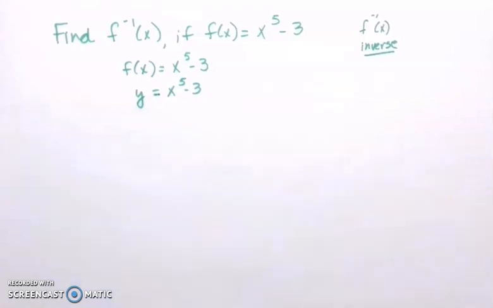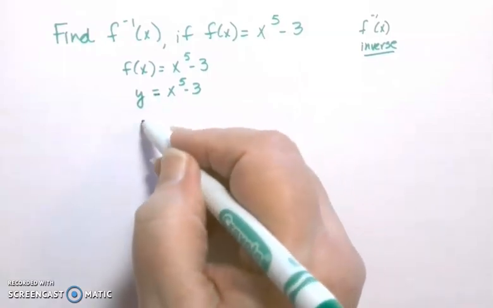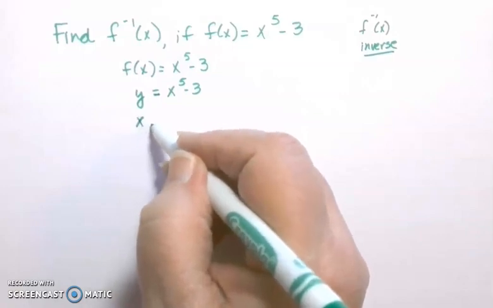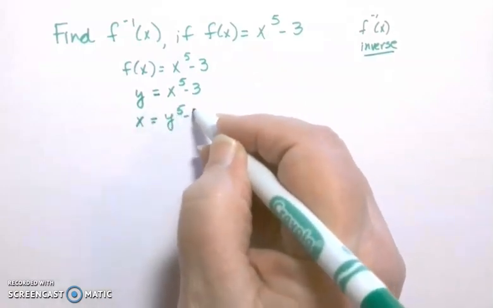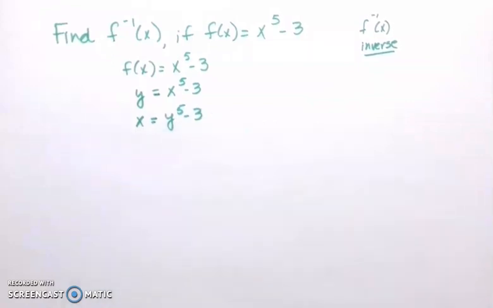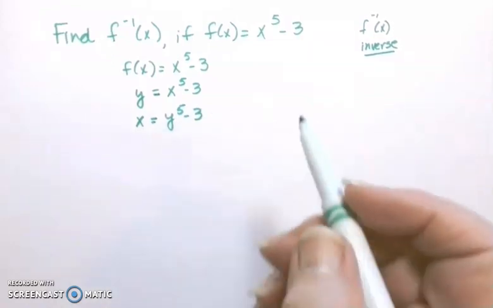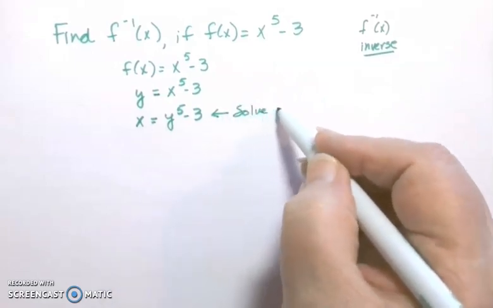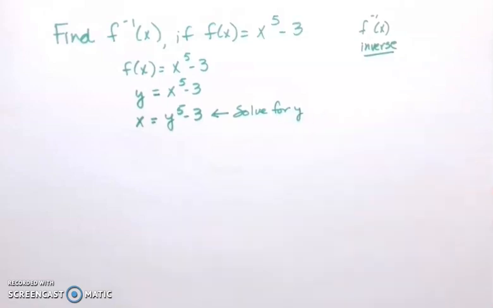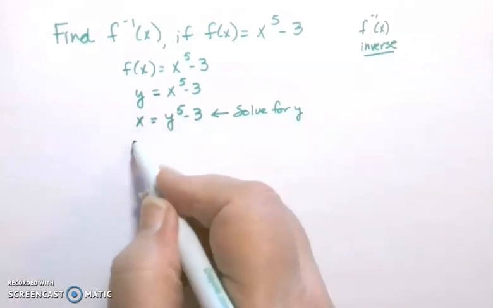Next, because we're dealing with an inverse, and remember that this is a characteristic of inverses, that their x's and y's are opposite each other. So we're going to replace the y. We're going to swap these out. The y will become the x, and the x becomes the y. I'm just replacing my variables. And now I'm going to solve this equation for y. To do that, I add 3 to both sides.